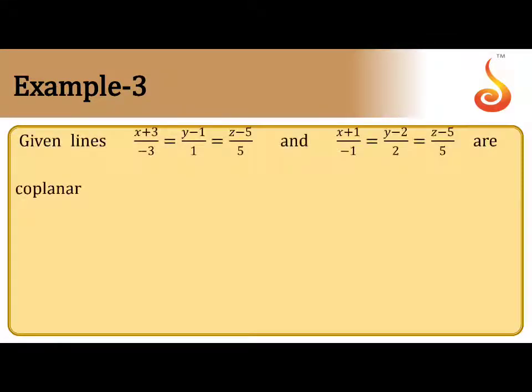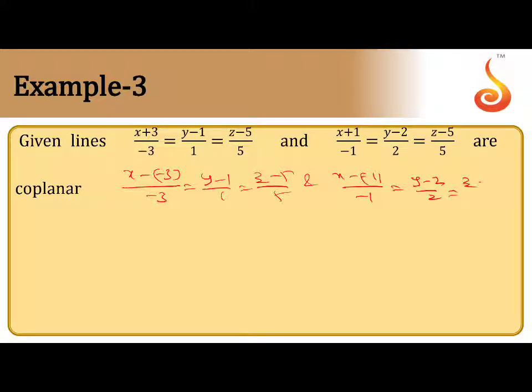So the given lines are these. And this we can write as (x plus 1)/(minus 1) = (y minus 2)/2 = (z minus 5)/5. So what is a point on the first line? You can take the point A as minus 3, 1, 5. And the direction ratios, that is b1 bar, are minus 3, 1, 5. Your point and direction ratios are the same, both are coincident here. It will happen sometimes.